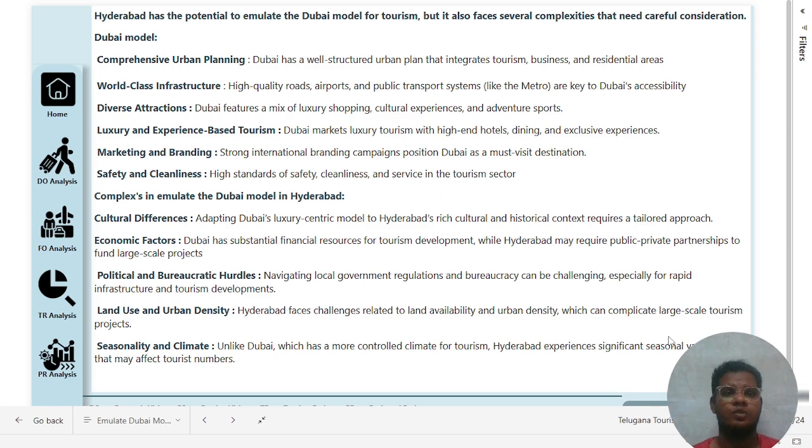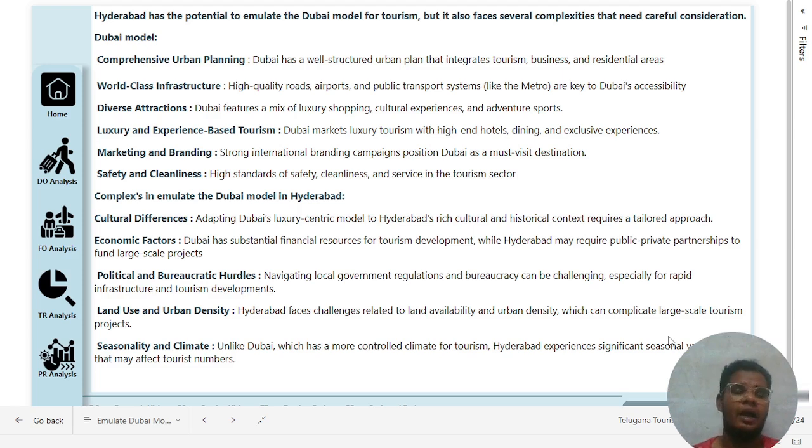Luxury and experience-based tourism: Dubai markets luxury tourism with high-end hotels, dining, and exclusive experiences. Marketing and branding: strong international branding campaigns. Of course, whenever people say Dubai, it's a tourist place, because so many tourism activities have been developed by Dubai itself. Then safety and cleanliness: high standards of safety are followed in Dubai, and cleanliness and services in the tourism sector as well.